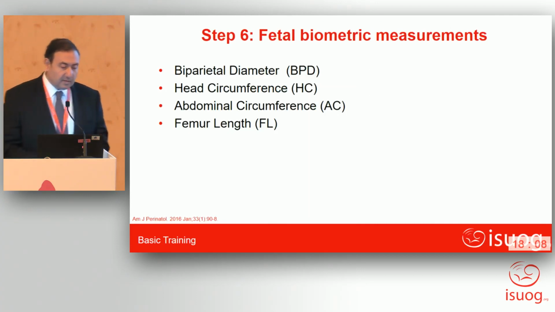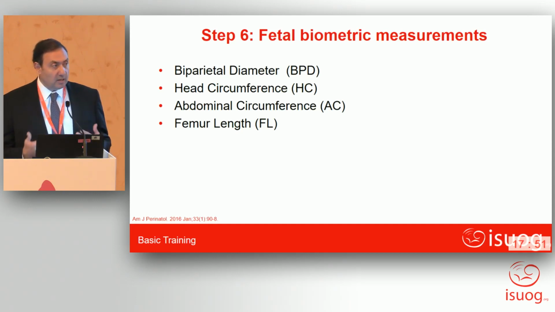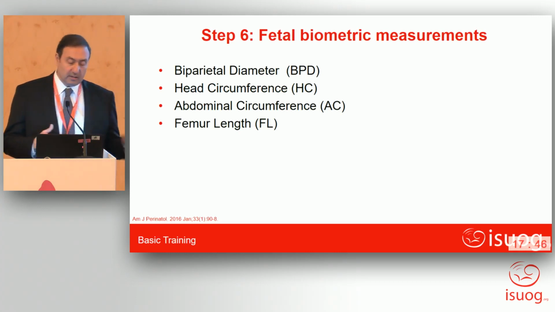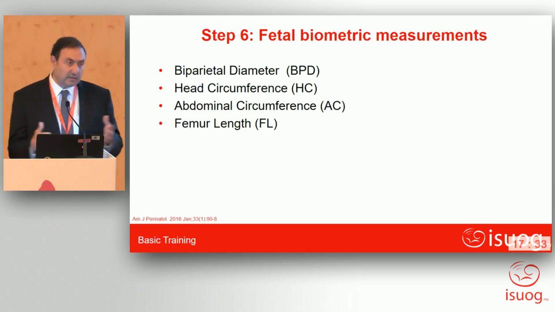And the 6th step is doing some basic biometric measurement. This is the most difficult one because it requires some knowledge and skills to find the head and get a biparietal diameter plane to measure the BPD and the head circumference, the abdominal circumference, and the femur length. So this is the 6th step. And the importance of this is that it allows you to date a pregnancy in the 1st and 2nd trimester accurately, and also to estimate fetal weight in the 3rd trimester. And we have found that that's the part that is the most difficult.